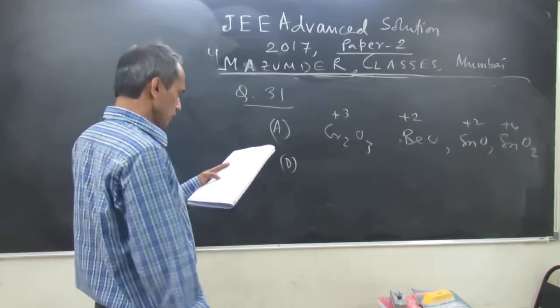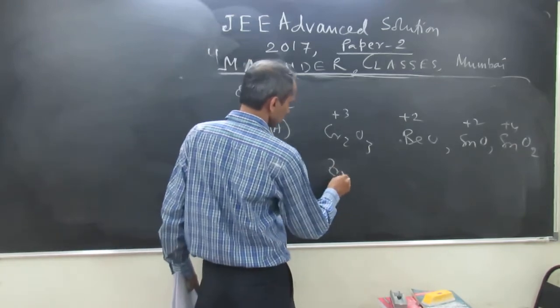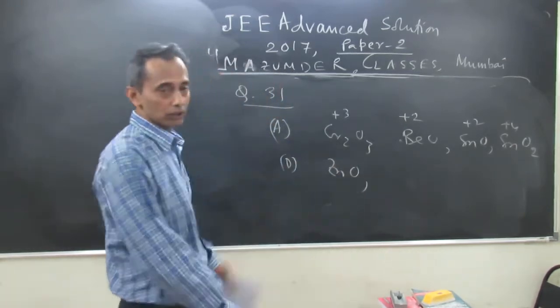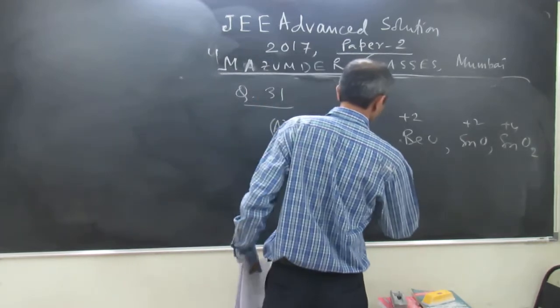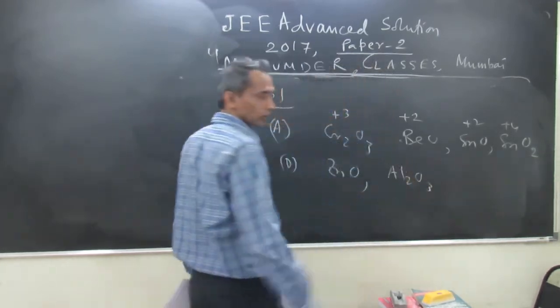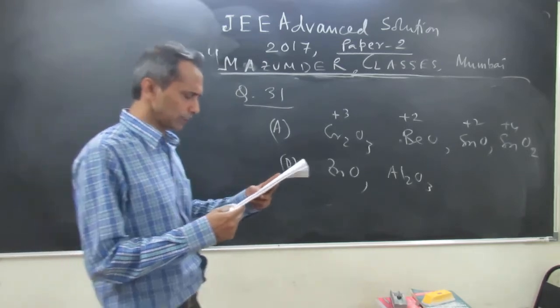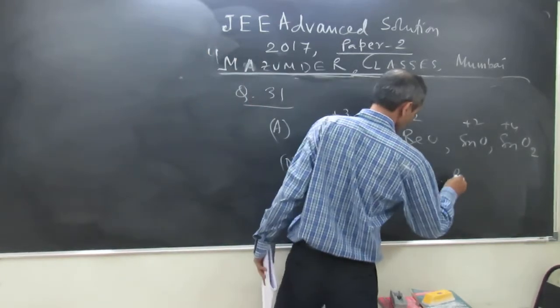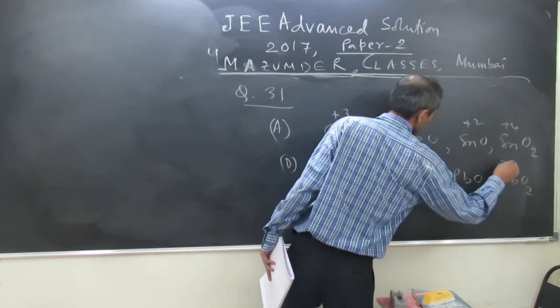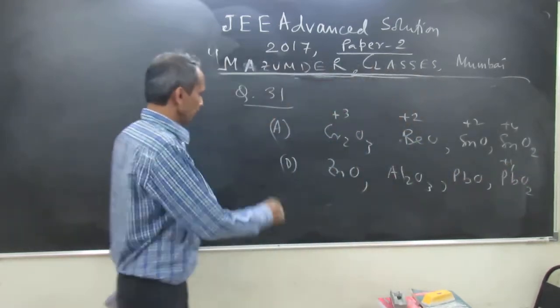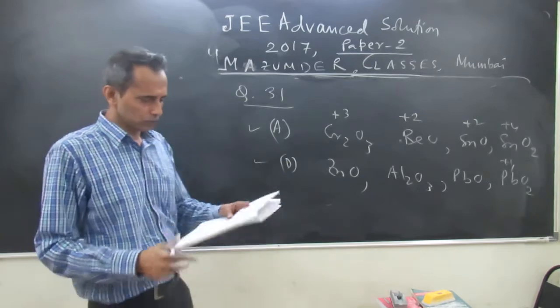D is also there, where zinc oxide is present. Zinc oxide is a famous amphoteric compound which can react with HCl and NaOH, and Al2O3 is also amphoteric. We know it can react with acid and base. PbO is amphoteric, and PbO2, where it is again plus 4 oxidation state, is still amphoteric. So A and D are the correct options.